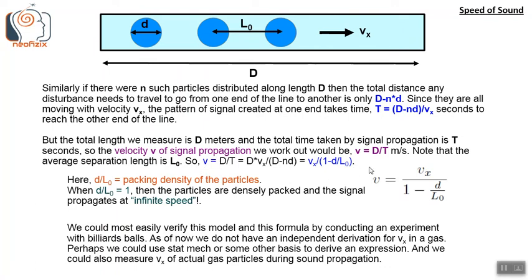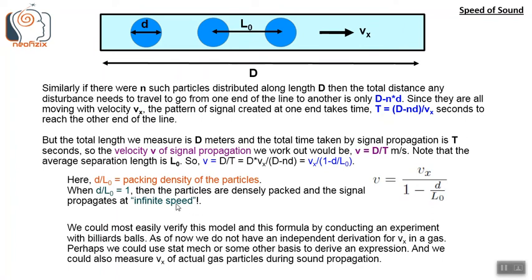So using all these things in the equation, d by t becomes just Vx divided by 1 minus d by L naught. Where Vx is the typical velocity of these particles along this x-axis, or the average velocity of these particles. In this case, it's actually the exact velocity of these particles, Vx. And d by L naught is the packing ratio of the particles. d is the size of the particle, L naught is the spacing between the particles.